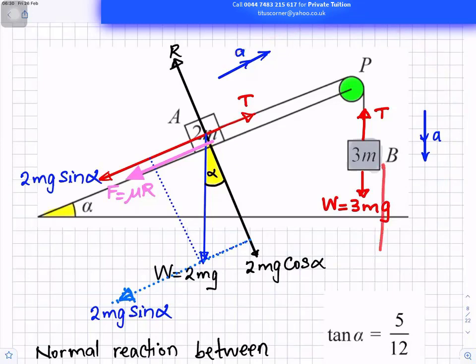So this one is pulling down. Tension is pulling up. This tension here is pulling this particle up this way. And then there's the component of the weight coming down. And there's friction coming down. And that's the component of the weight at right angle. Very important to get this diagram right. Draw a large diagram, and once you get it right, you can start to solve things on it easily.